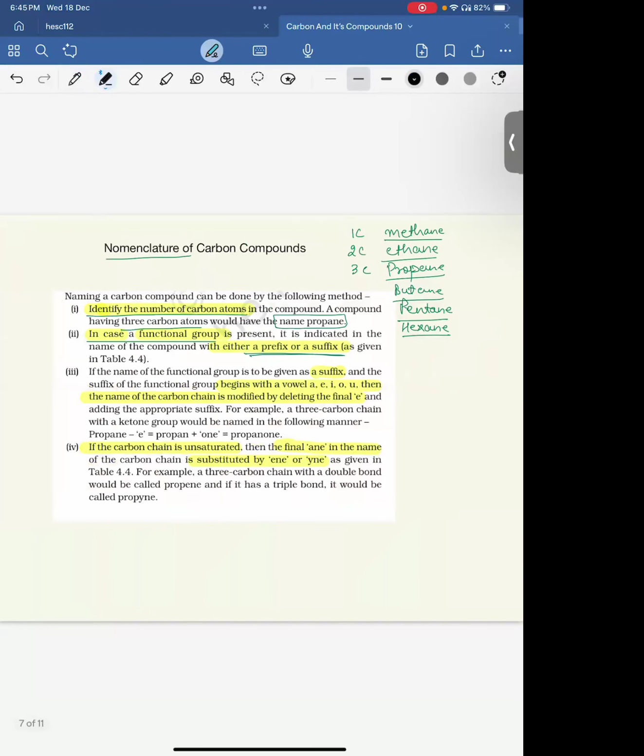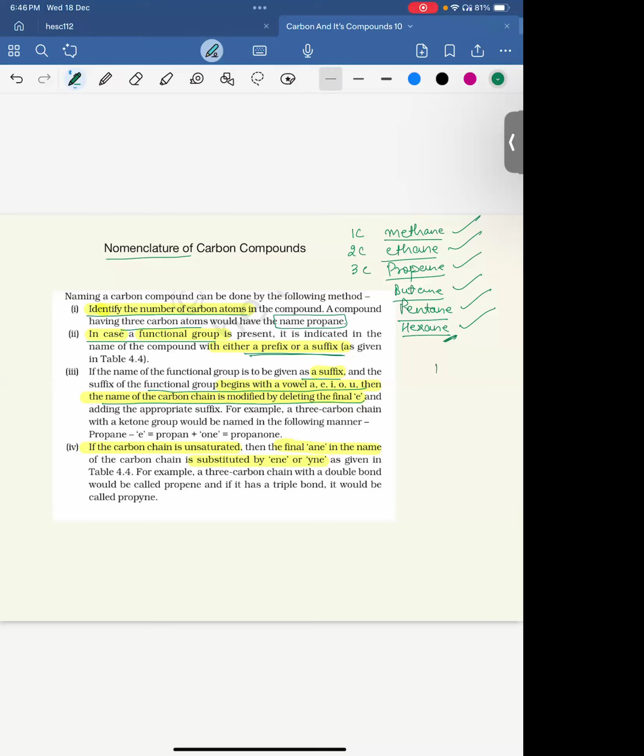Then moving on to the next rule. For example, if we have a suffix that we have to add at the end of the word, and the suffix of the functional group begins with a vowel, that is A, I, O, U, then the name of the carbon chain is modified by deleting the final E. All the carbon chain names we are seeing, for example, methane, ethane, propane, butane, pentane, or hexane, all of them have E at their end, right?